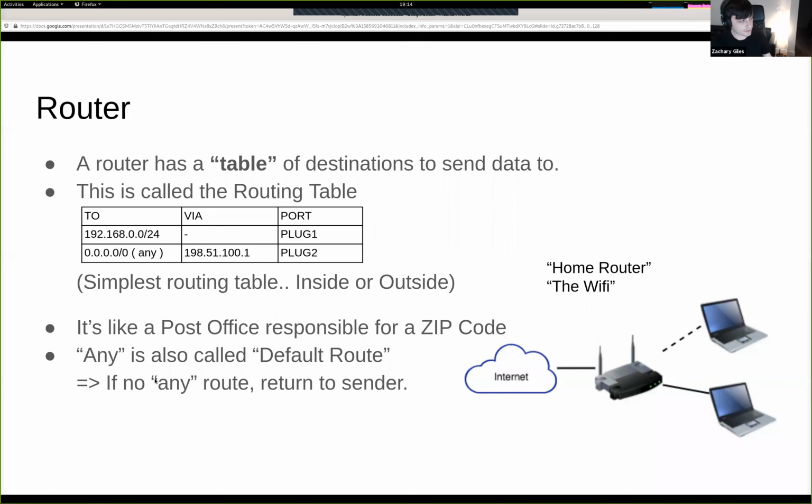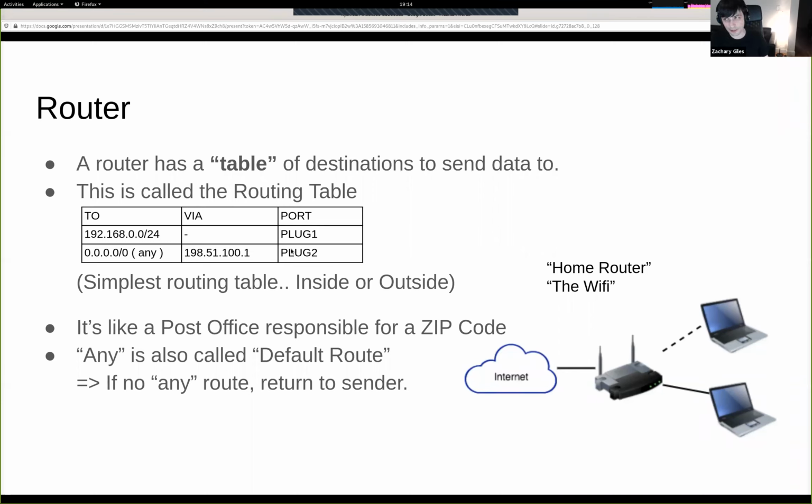Well, as we just talked about, it has to have a list of addresses. And so we call this a routing table of where to send things to. For example, we could have a routing table that says, when we're going to 192.168.0.0, we don't ask any other computer for help. We don't go via anything. We just send it out of plug number 1. And if we want to go out to 0.0.0.0, so any, then go out through this other computer, which is on plug number 2. And so this is a very simple table.